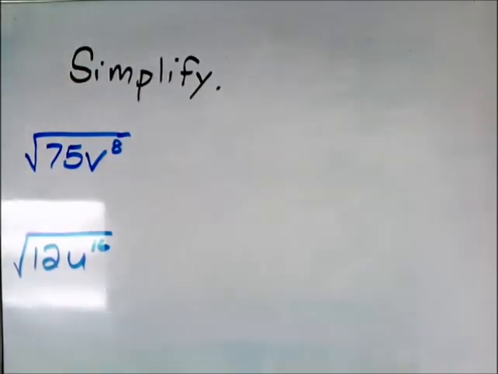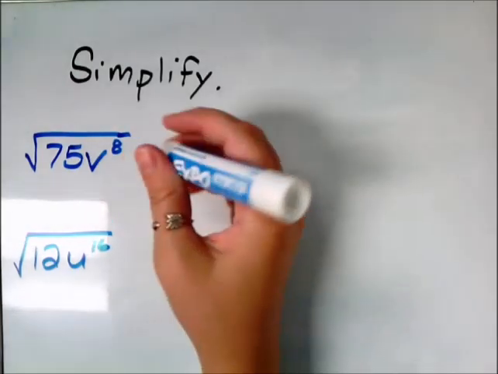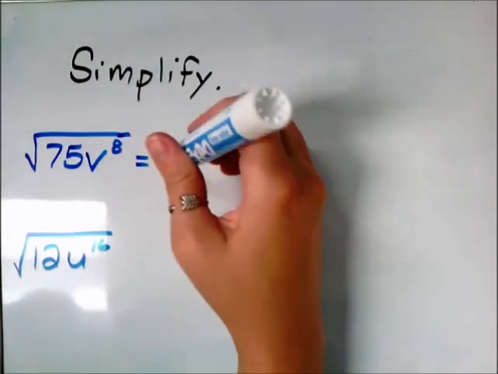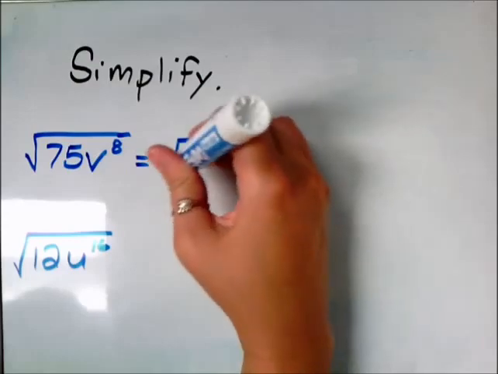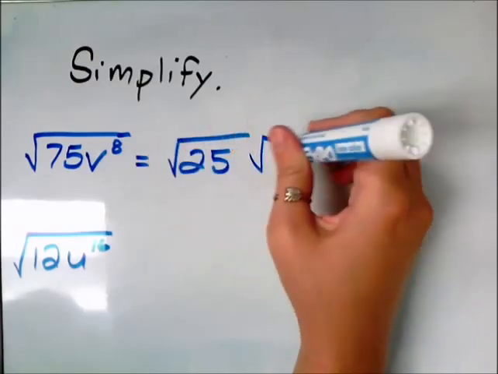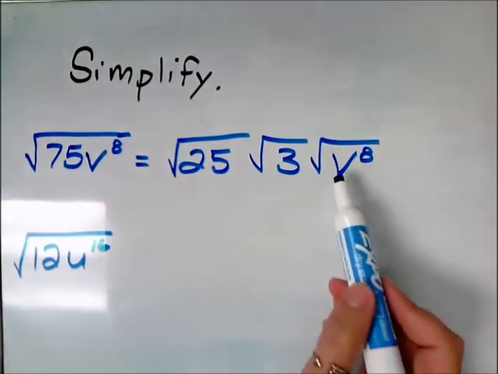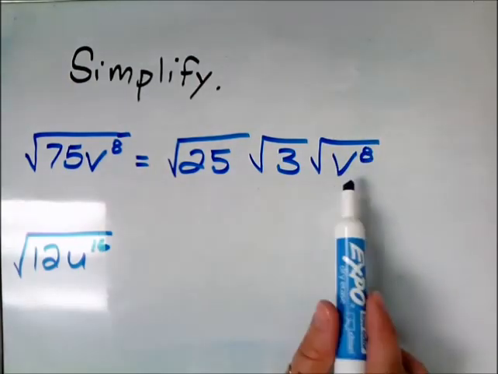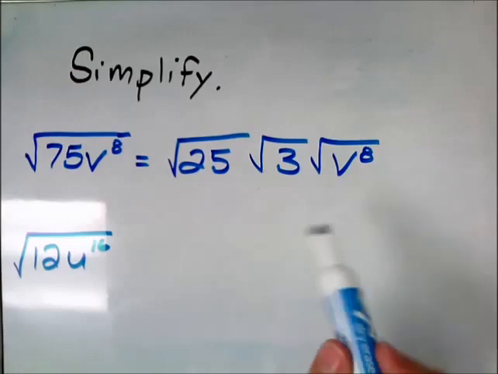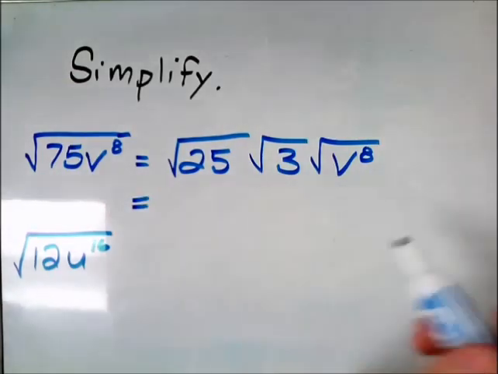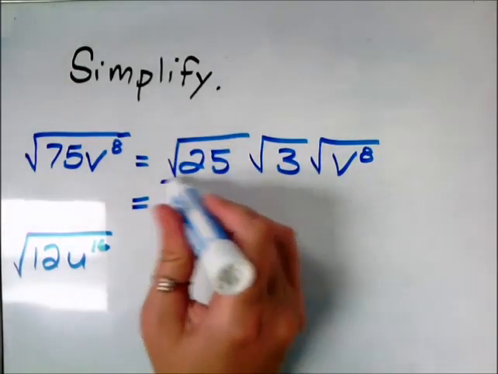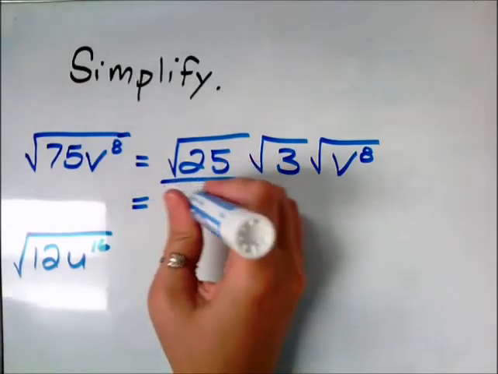Alright, so first, like we pointed out, I can't take the square root of 75, but I can take the square root of 25, which is a factor of 75. So we'll split this up into the parts that I can take the square root of and the parts that I can't. Now notice with this v to the 8th, that's an even number, so it looks like I should be able to take the square root of that. And I like to do them in order of the things I can take the square root of and the things I can't. So square root of 25 is 5.